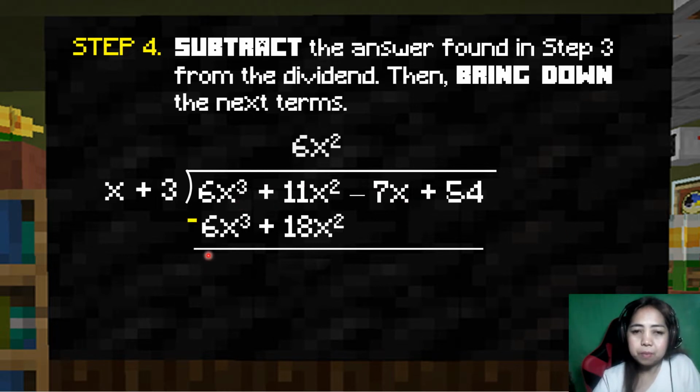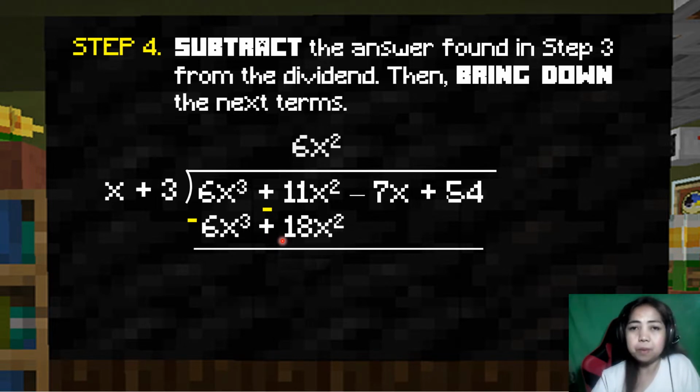So, remember, pag nag-subtract tayo, yung mga signs natin mababago kasi nga magsusubtract tayo, diba? So, itong positive 6x cubed will become negative 6x cubed. Mababago yung sign niya. Kasi remember, minumultiply natin negative times positive, negative. Yun. And then, ito namang positive 18x squared will become negative 18x squared.